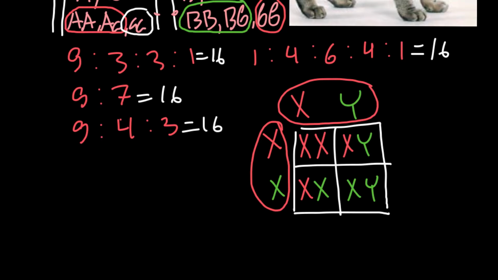Basically, this results in 3/4 of the progeny being tailless. We assume that this causes taillessness in cats, so 3/4, and 1/4 would have tails of the normal size. So this gives us a ratio of 3:1. Once again, this is not a 2:1 ratio.